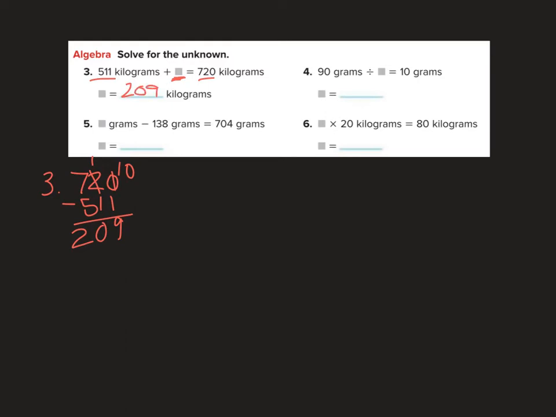Let's do our work for number 4. 90 grams divided by what is equal to 10 grams. So inversely, I could look at it and say 10 times what equals 90. And I know that 9 groups of 10 make 90, so I can put a 9 into my unknown.